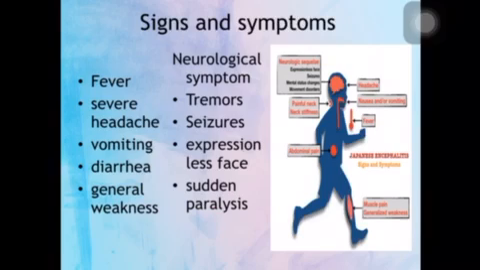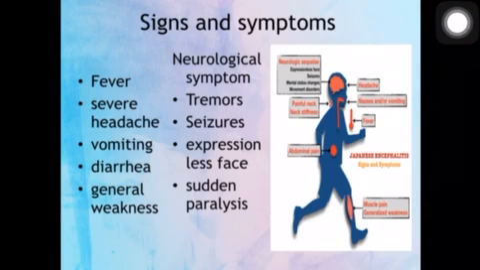So for the signs and symptoms, primarily, the first symptoms or signs that you will encounter if you have JEV are fever and severe headache. Most of the cases of JEV are asymptomatic. If you have symptoms, usually you will get sick 5 to 15 days after exposure to the virus. So, the signs and symptoms are fever, severe headache, vomiting, diarrhea, general weakness. For the neurological symptoms, tremor, seizure, expressionless face, and sudden paralysis.